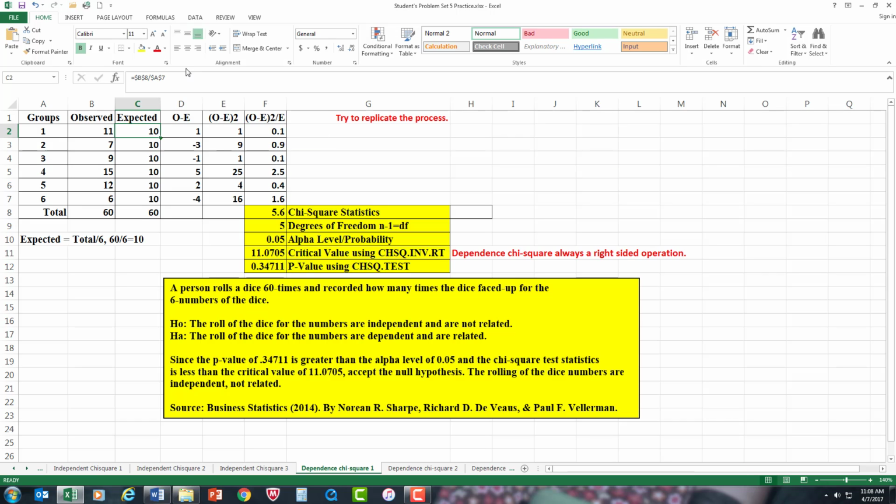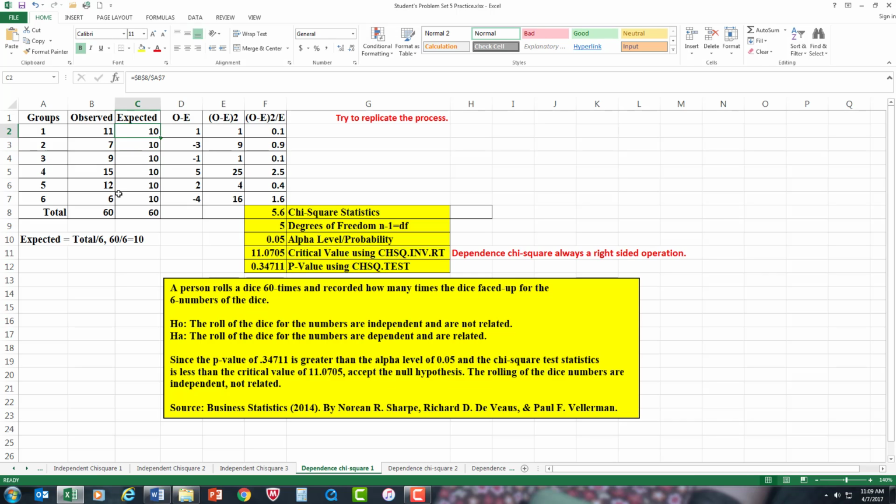But the way I did it was, you take in this case B8. That's your total, 60. So you got to work with the total here, and it was divided by B7, mainly because there are 6 groups. So you take your max and you take 60 divided by 6, and that equals 10. And if you go to each expected cell, you will see this.